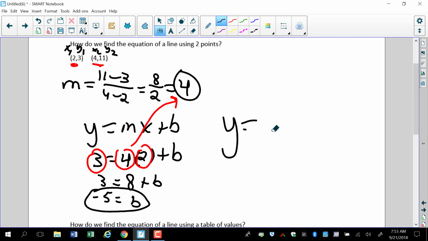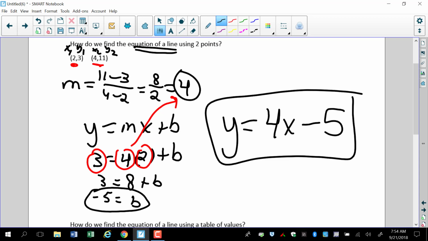So y equals, for the equation, because remember, we are trying to find the equation of a line. This is not your answer. It's not b. We're trying to find the equation. So it's 4x, because our slope is 4, minus 5. And that would be the equation of the line.